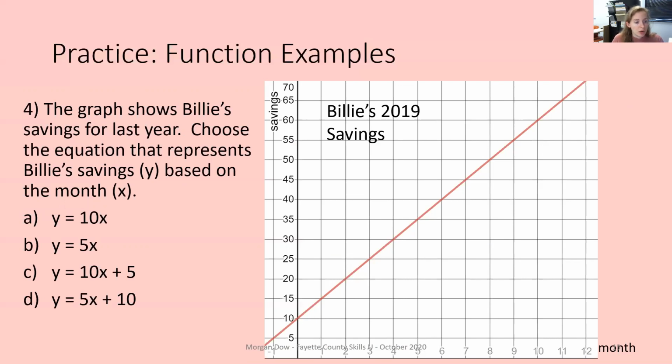All right, so now we want to choose the equation that represents Billy's savings, Y, based on the month, X. So take a look at these equations, take a look at your answer choices, and think about what we talked about last week with linear functions. Also think about how you would calculate her total savings for any particular month.